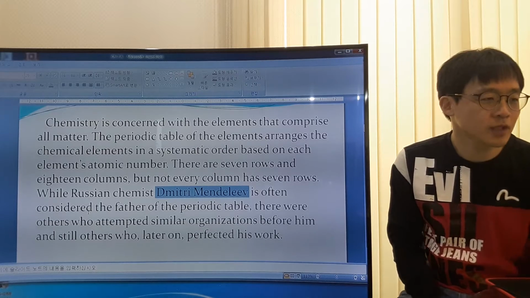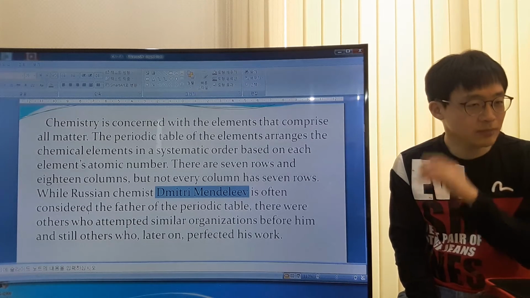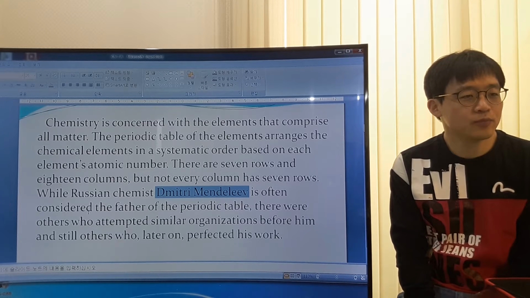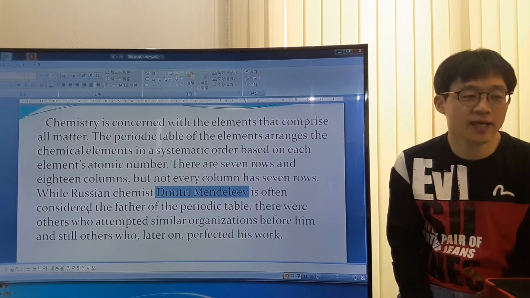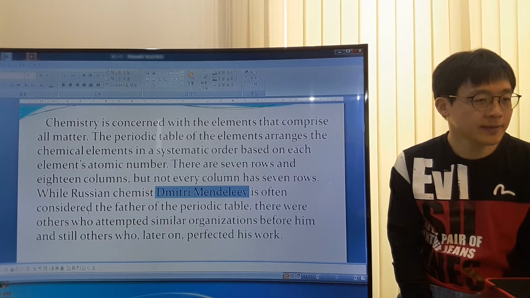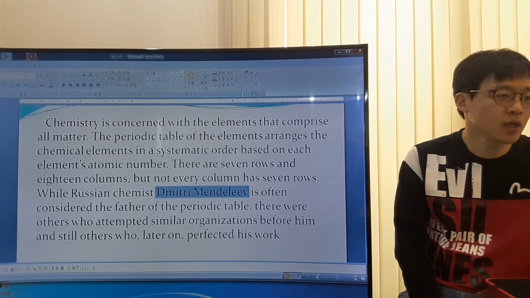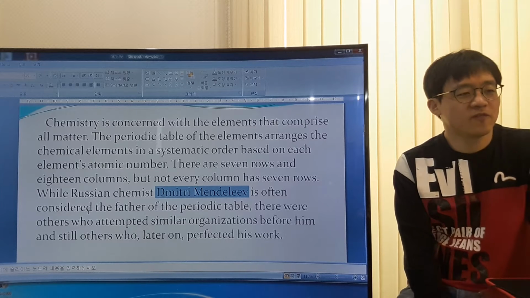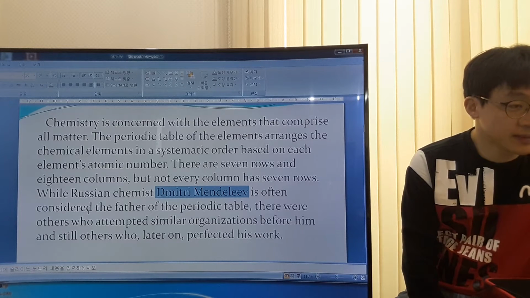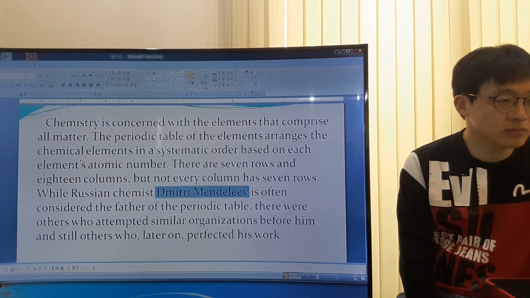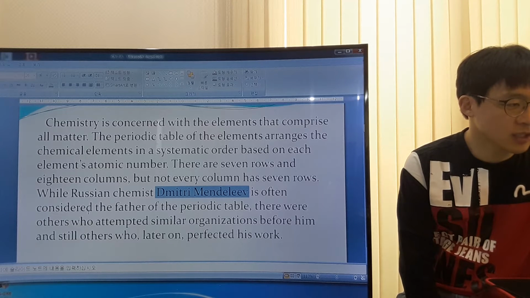Chemistry is related to the elements that make up all matter. Comprise means to be a part of that. Okay? So elements that make up all the matter. The periodic table of the elements puts the chemical elements in order in a systematic way based on each element's atomic number.